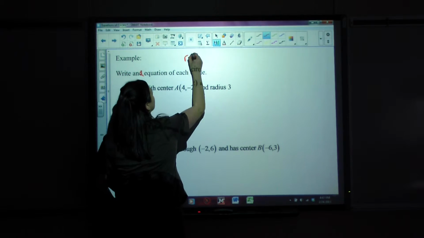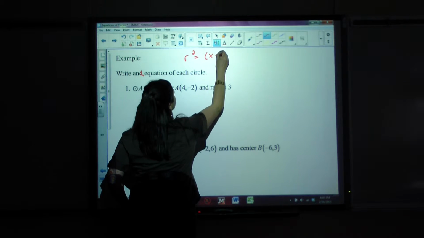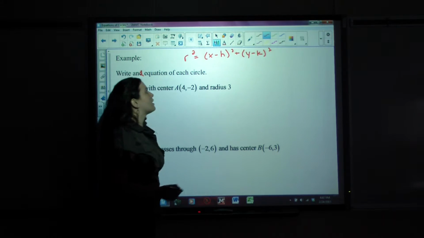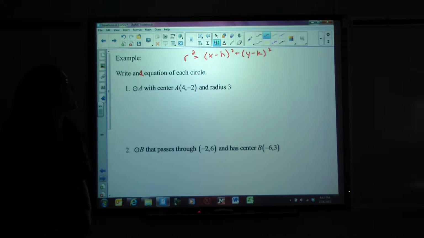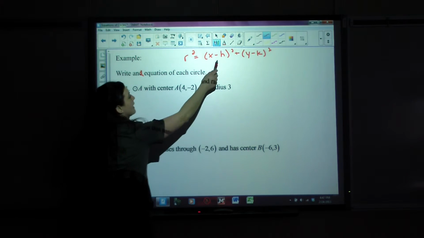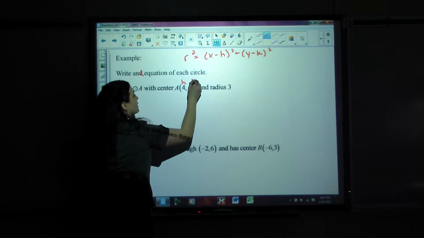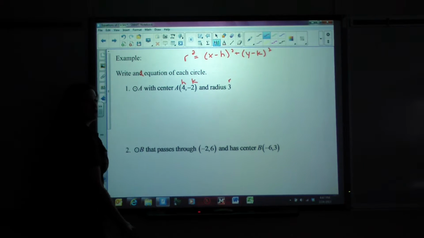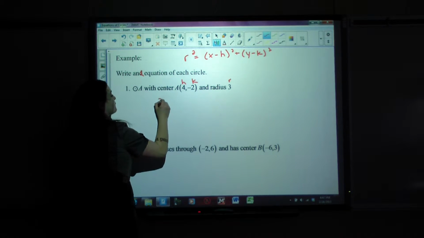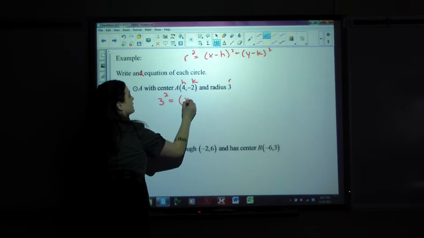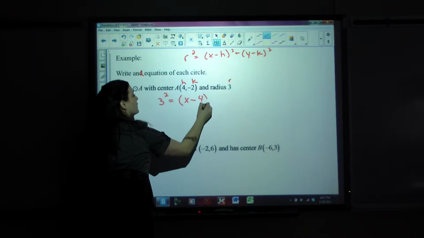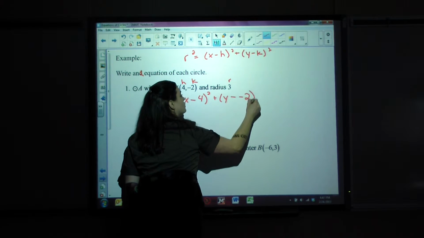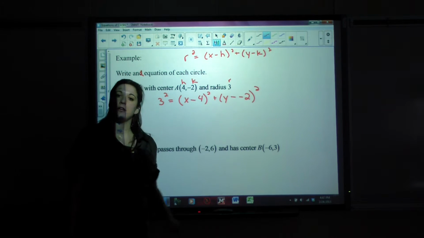Now, if you don't remember, we're going to be using the formula r squared equals (x minus h) squared plus (y minus k) squared. Remember, h and k are where your center is. So h is going to be 4 and k is going to be -2 and r is going to be 3. Plug it in. Here we go. We're going to have 3 squared equals the quantity (x minus 4) squared plus (y minus -2) squared.